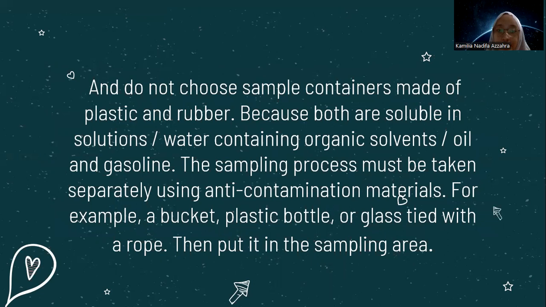And don't use sample containers made of plastic and rubber, because both are soluble in solution or water containing organic solvents, or oil and gasoline. The sampling process must be taken separately using anti-contamination materials. For example, a bucket, plastic bottle, or glass tied with a rope. Then put it in the sampling area.